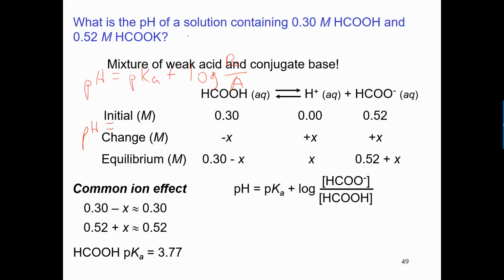What's the Ka? Because you'll often be given the Ka, not the pKa. They're not going to give you the pKa. So what is the Ka here? Okay. 1.7 times 10 to the negative 4. All right.